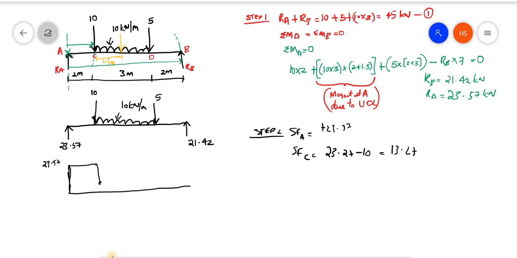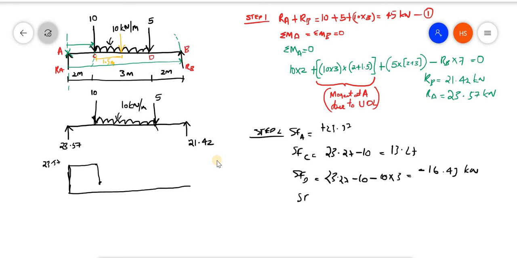Now again, we are having the load. So I can find out what will be the shear force at this point, that is shear force at D. So shear force at D is equal to 23.27 minus 10 minus, again this 10 is there, 10 into 3. So I will be getting minus 16.43. So here the value will be minus 16.43.